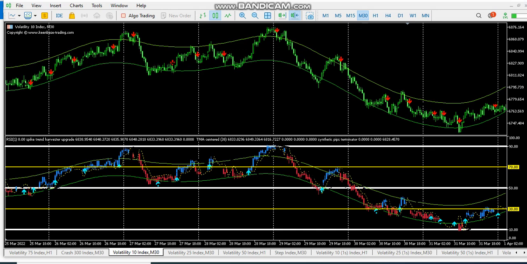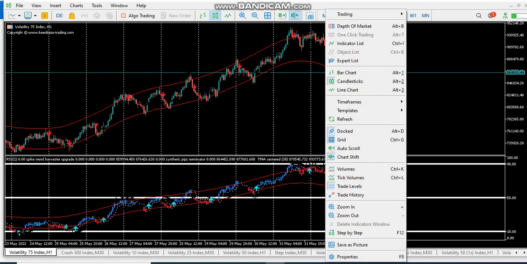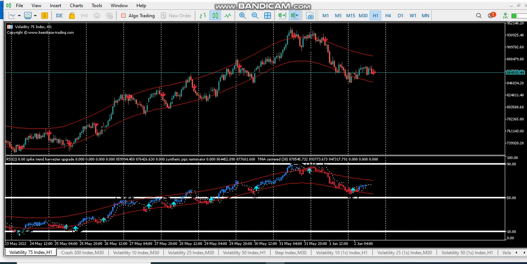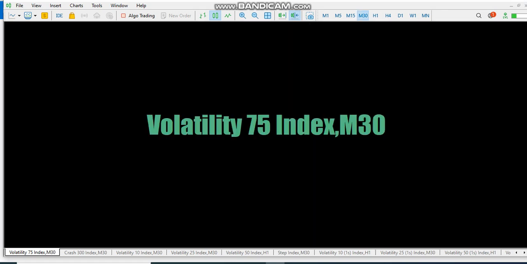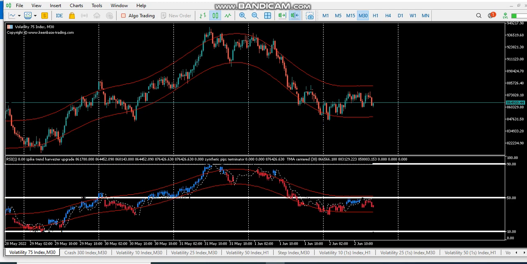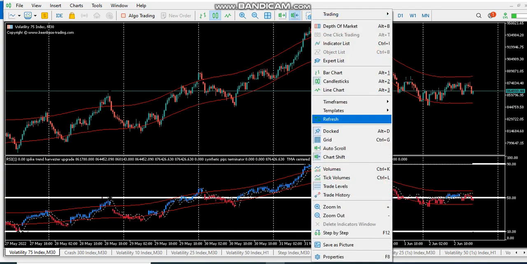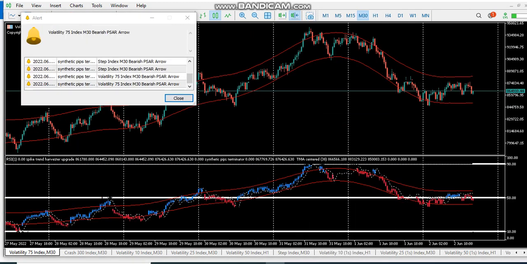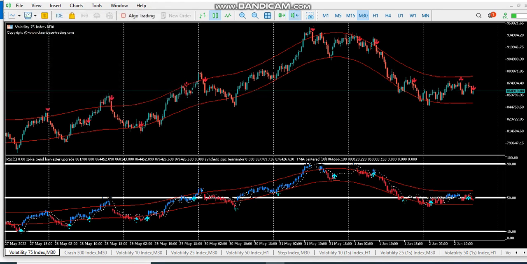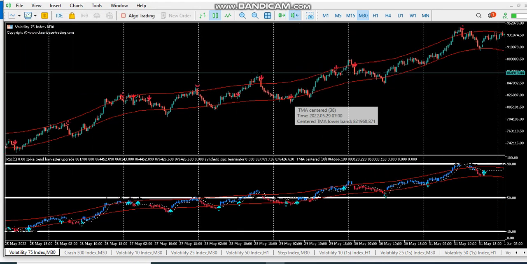Look at it being crushed by this indicator. Let's go to 30 minutes. It's the 30 minutes time frame. You can see the same principle.